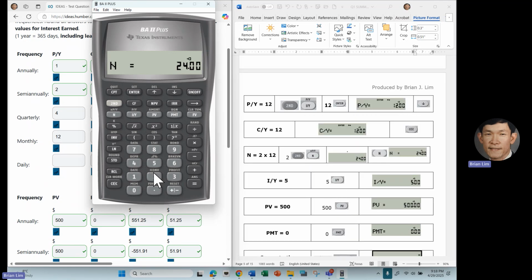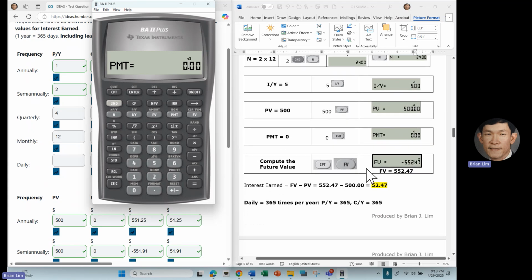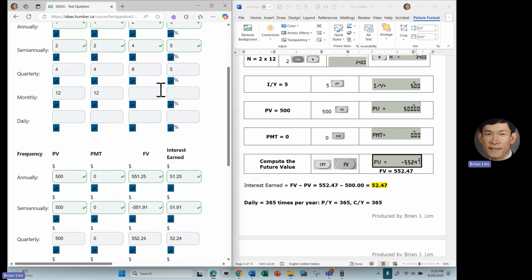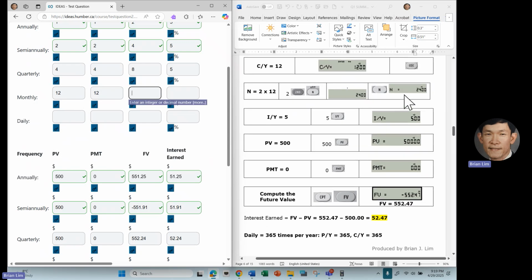We can go now to the IY and we go 5 IY, 500 for the present value, 0 for the payment. And then to compute the future value, we hit CPT, future value, 552.47. All right, so here we have N was how much? N was 24 right there. So N is 24.